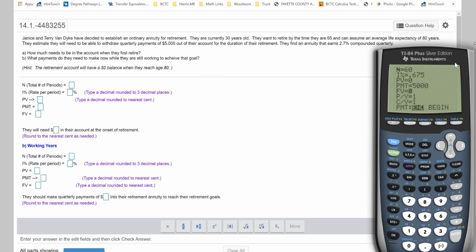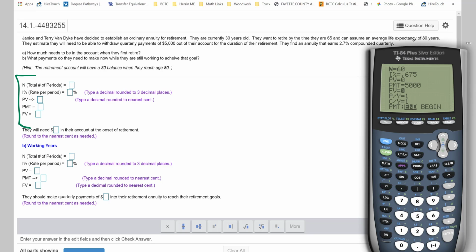So starting off with our values, we know that our number of periods for retirement, again, we're starting to figure out how much we need in the account when we retire. So during retirement, we're looking at 80 minus 65, which would be 15 years, and quarterly would be 4 times a year, so that's 60 periods. Interest per period, that would be 2.7% divided by 4 times a year. That comes out to 0.675. Present value, well, that's what we're trying to figure out. The payment, we're expecting payments of $5,000, and when we turn 80, we're expecting to have no money left.